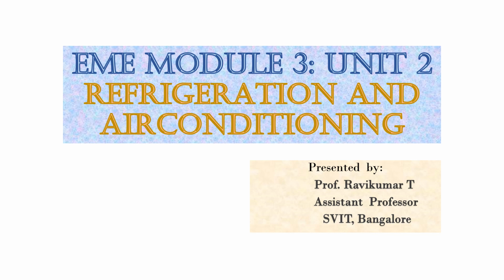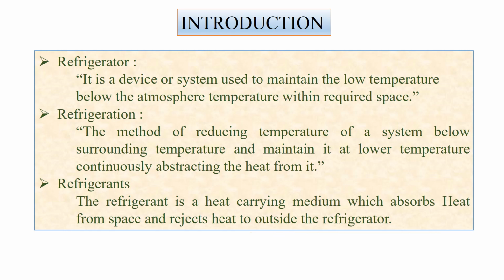So today I am here to explain EME, Elements of Mechanical Engineering, which is common to all the branches in the first year engineering course. In module 3, I am explaining unit 2: refrigeration and air conditioning. So what is refrigeration? What is a refrigerator, refrigeration, refrigerants? These are the three different words you have to remember.